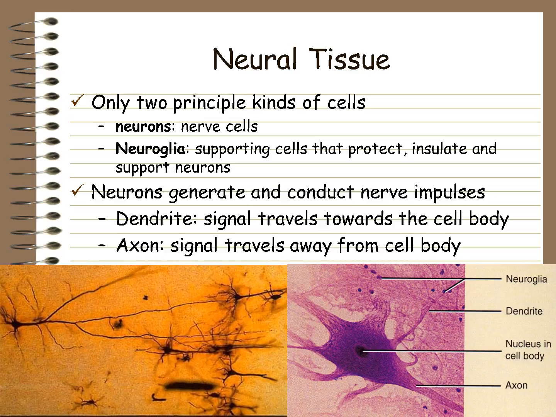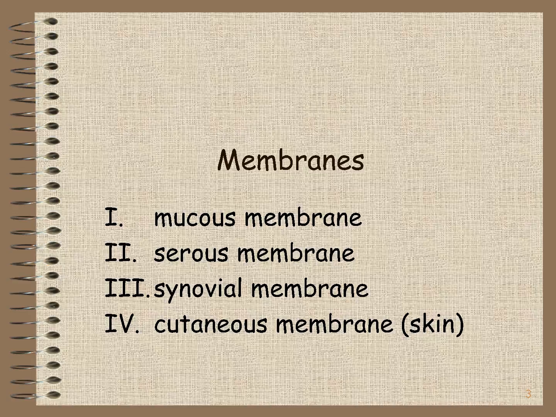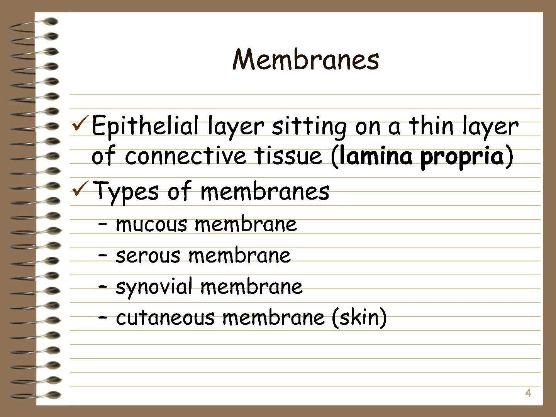From neural tissue, we move into membranes, and we talked about membranes earlier in the year. We've dealt with serous membranes, we've talked about cutaneous membrane, and we've talked about mucous membranes. The only one that's new here is synovial membrane. So with membranes, they're all made up of epithelial tissue. So remember, epithelial is everything from simple squamous through transitional. And all of these epithelial layers are attached to a connective tissue layer, or the lamina propria. And we're going to briefly discuss each of these tissues.